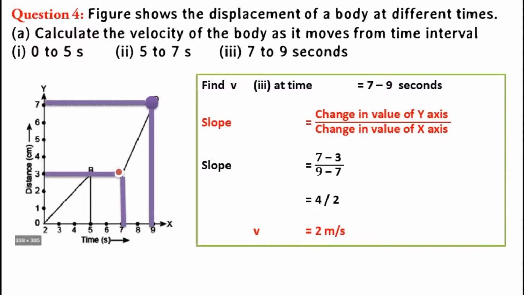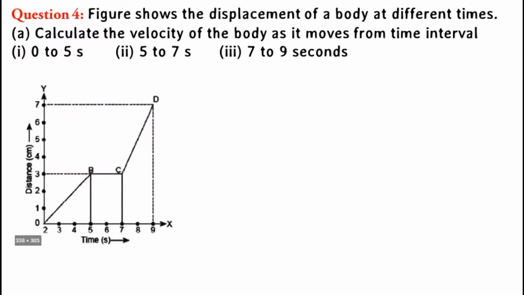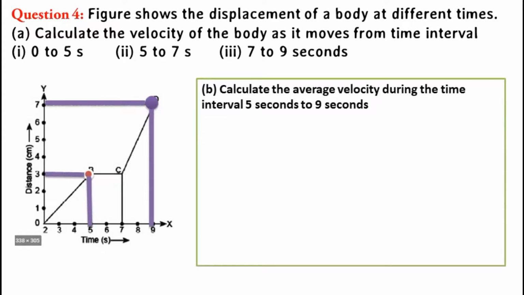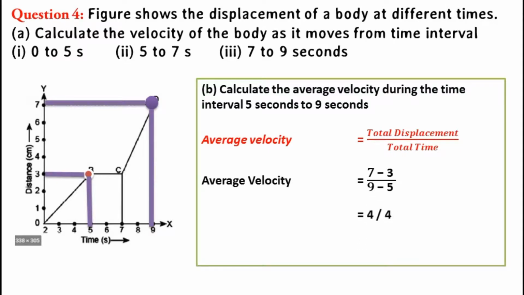Now let us do the B part. Calculate the average velocity during the time interval 5 seconds to 9 seconds. We know the formula for average velocity is equal to total displacement divided by total time. We should remember it is not the total average velocity, just the average velocity of the interval 5 to 9 seconds. So we have to find the total displacement from 5 to 9 seconds. So average velocity is equal to 7 minus 3 divided by 9 minus 5, which is equal to 4 divided by 4, that is equal to 1 meter per second.